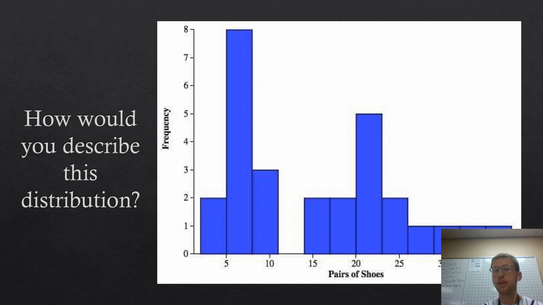When it comes to quantitative data displays, one of the most important things that we can do is describe the distribution, okay? And that's really going to be our primary focus of this unit. Of course, we want to be able to read and maybe create some of these graphs, but describing the distributions is what's most important. So take a moment. How would you describe in the most detail possible this distribution? Take a moment and think about that.